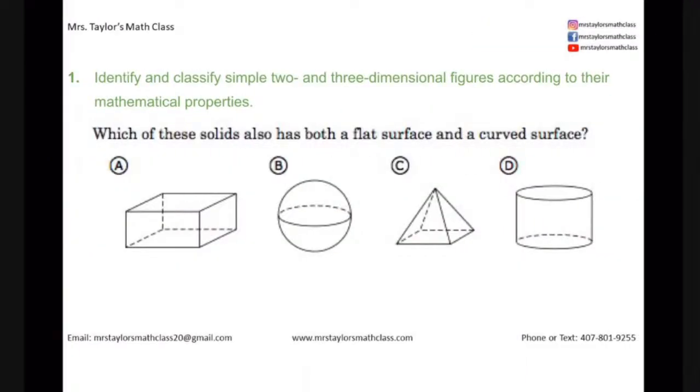For this first question, this is strand number 1. It says identify and classify simple 2 and 3-dimensional figures according to their mathematical properties. This one here says which of these solids also has both flat surface and a curved surface. So that answer, of course, is going to be D, which is a cylinder. I think most of you probably know that already. Let's keep going.